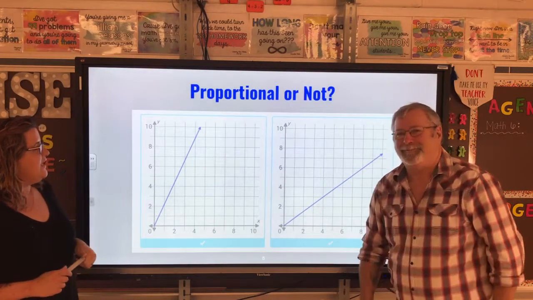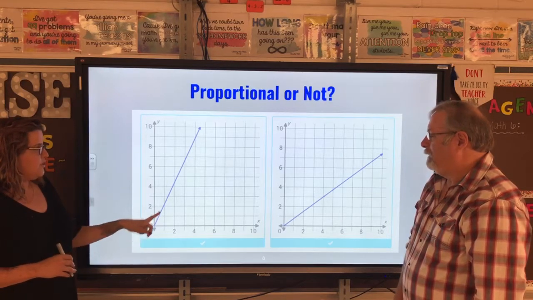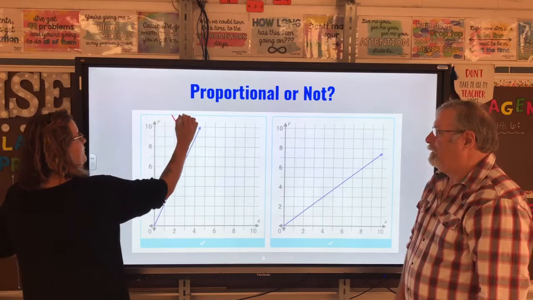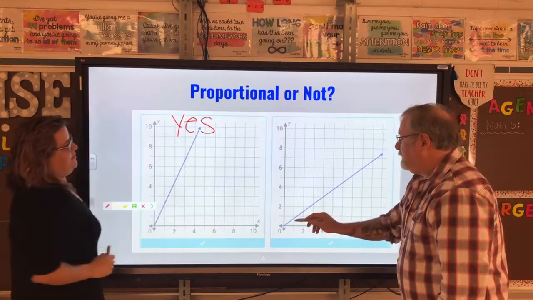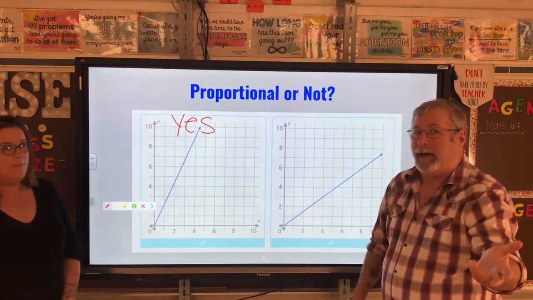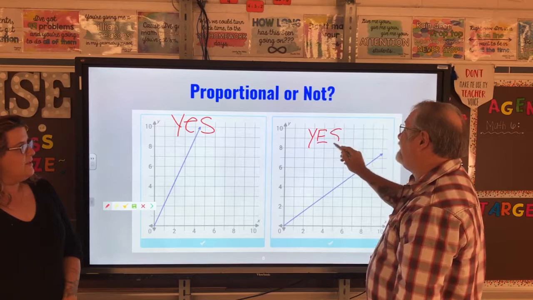So which of these are proportional, Mr. Lamb? Well, I know the one on my side goes through the origin and is straight. So yes, this is proportional. What about the one on your side? Well, it starts at 0 and it's a straight line. And look, the lines are different, but does that matter? No, it's still a proportional relationship.